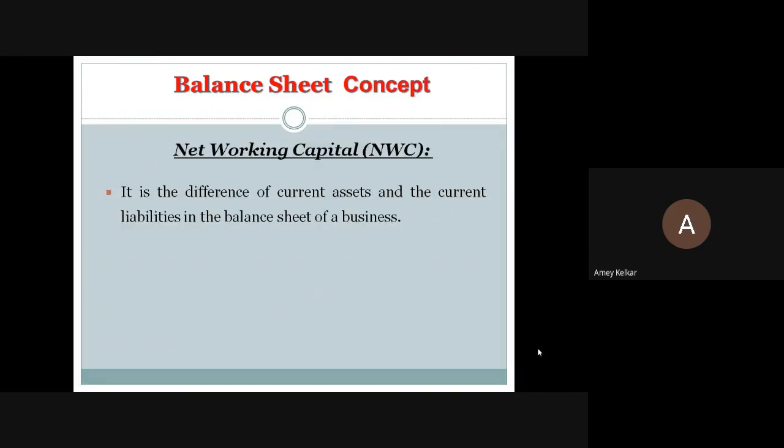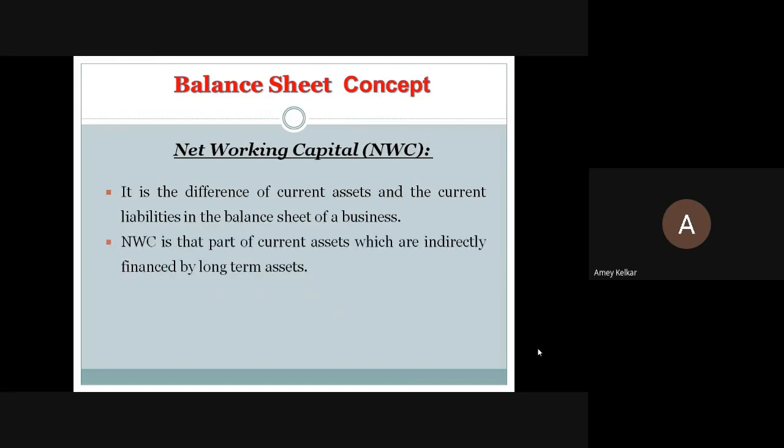Net working capital is the difference between current assets and current liabilities in the balance sheet of a business. We have read balance sheets many times in the newspapers also: at the end of the financial year, big companies publish their balance sheets so that all the stakeholders know where their money is coming from and where it is going. So the net difference between the current assets and current liabilities in the balance sheet of a business is the net working capital. Net working capital is a part of current assets which are indirectly financed by long-term assets. Now, this is very important.